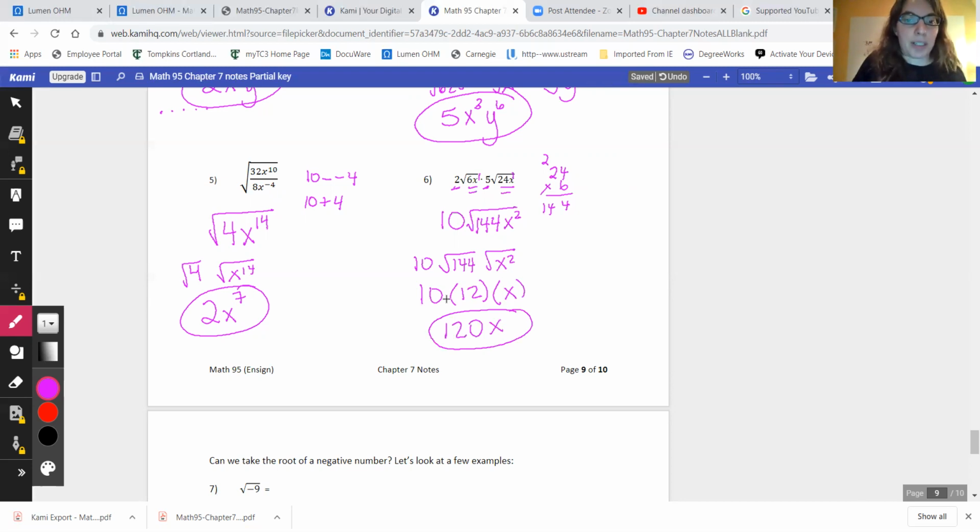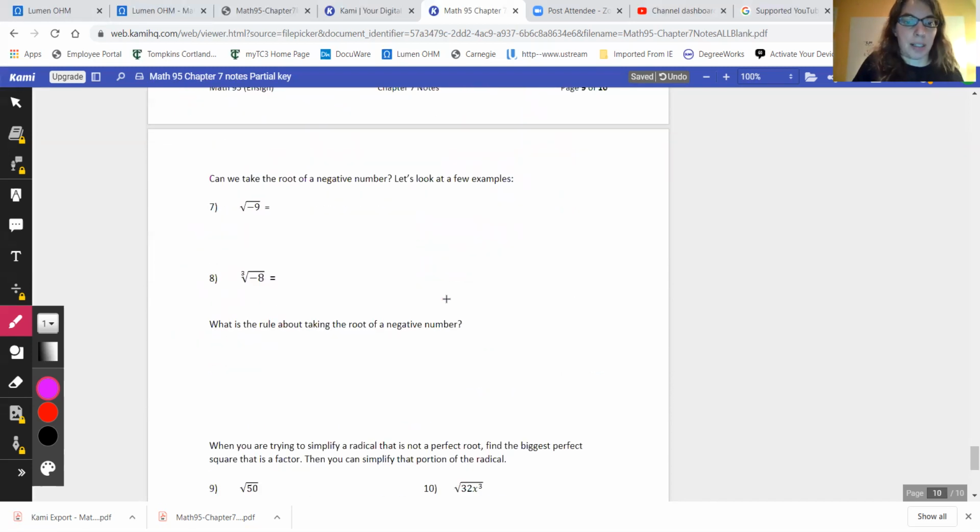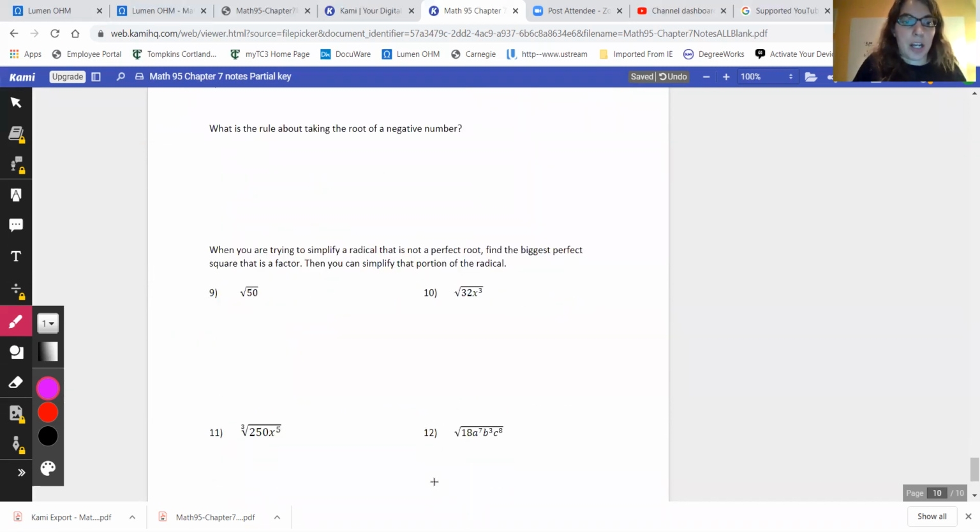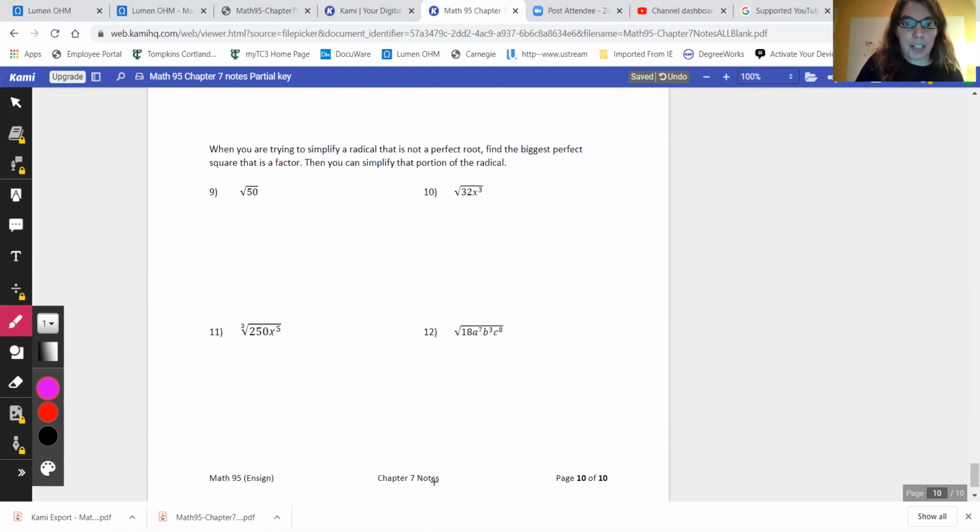Okay, the next part we talked about in class about taking roots, and then here at the bottom are some that are not perfect roots. So we can't simplify it down to just something totally out of a square root, but we can make it a little simpler. So we did this one in class, but what we're thinking about is we want to find the biggest perfect square that is a factor. So radical 50 is not an integer, right? It would give us a long irrational number that's a decimal that goes on and on.